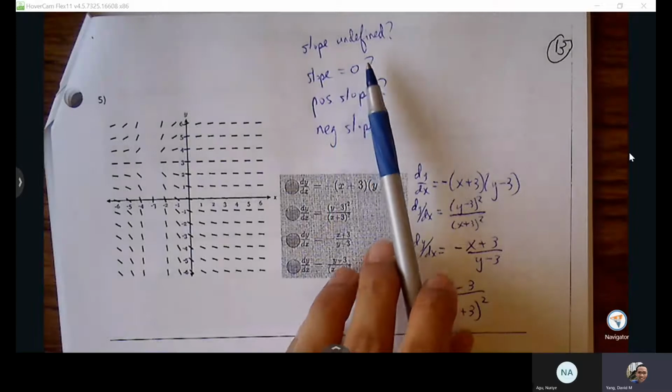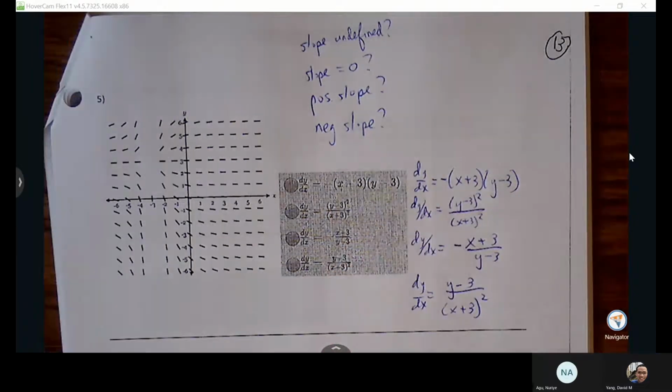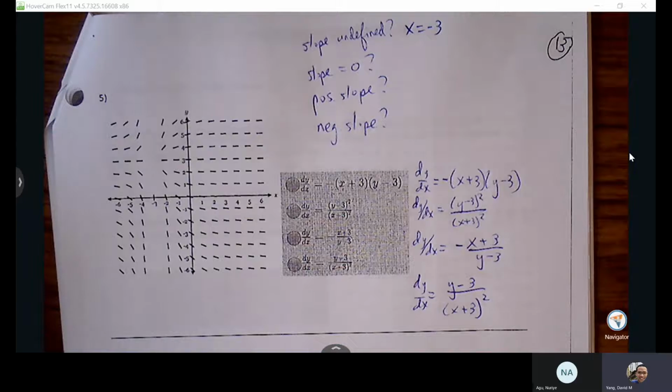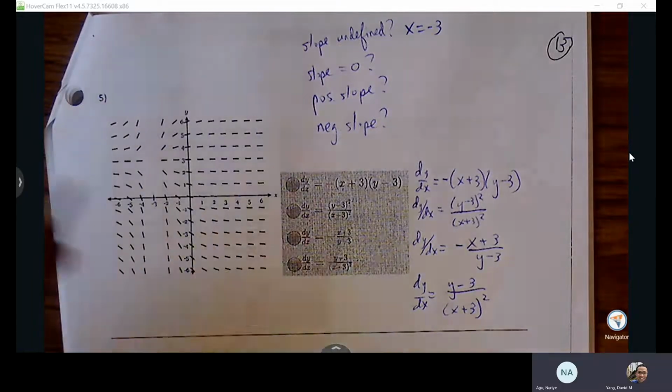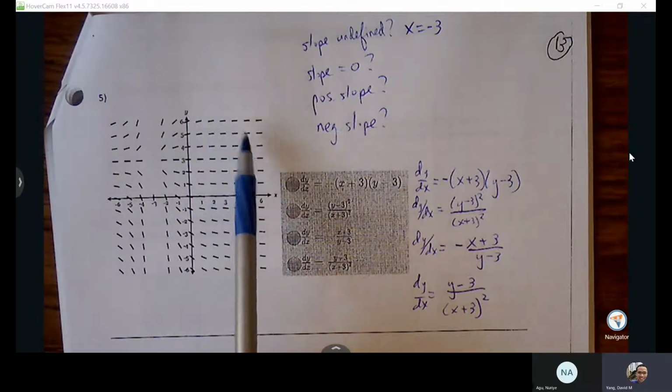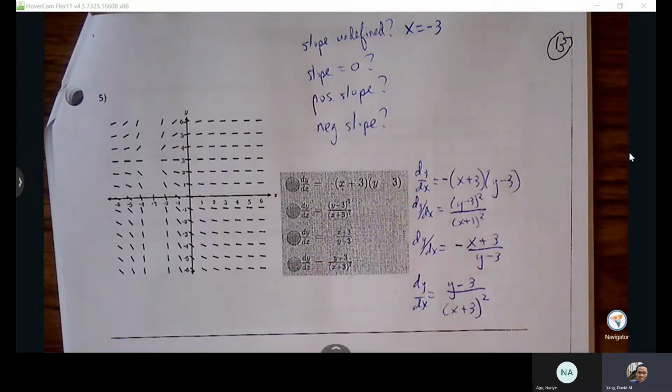Okay, so do you see any place where the slope is undefined? X equals -3. Okay. All right, do you see any place where the slope is 0? Is it the first quadrant? Yeah, you know what? I know that these kind of look like slope zeros here, but there's one particular place where we can say definitely a slope 0.